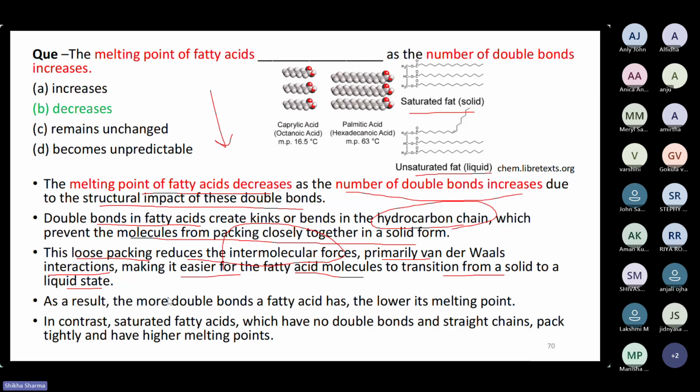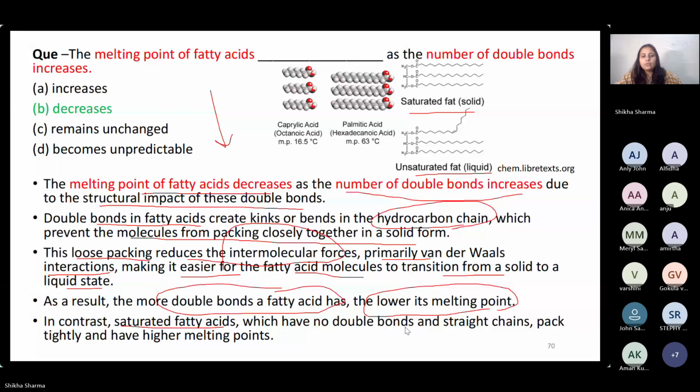So as a result, if more double bonds are there in a fatty acid, what is going to happen? We will have a lower melting point. In contrast, saturated fatty acids have no double bonds and are mostly straight chains packed tightly, so their melting point will be higher.